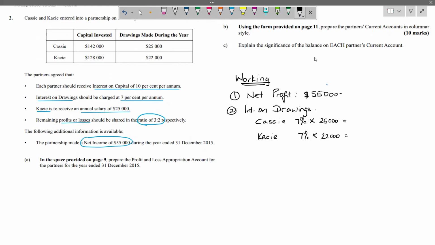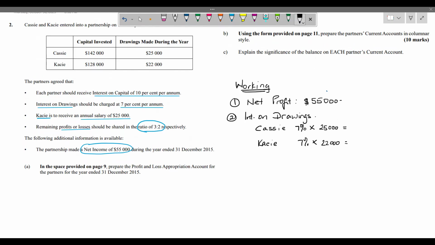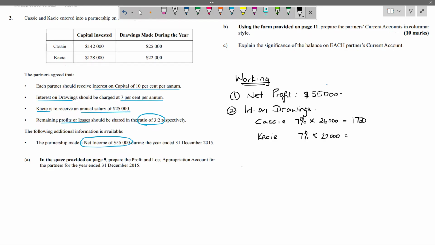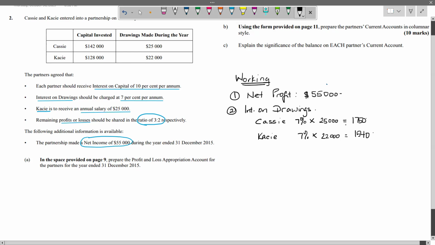Right, so somewhere in your booklet at the side or maybe on the back of that particular page, you want to do your working so that when you start to actually write up the appropriation account, it's easy to just draw on these figures. Right, 25,000 by 0.07, 1750. Now, you don't want to spend too much time doing this, right? So you want to be to the point. That's why it's very important for you to know your format, so you know exactly what you're looking for. Right, so this is 1540. So these are my interest on drawings figures.